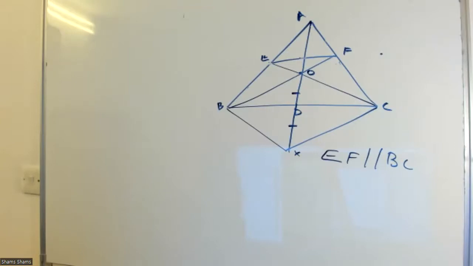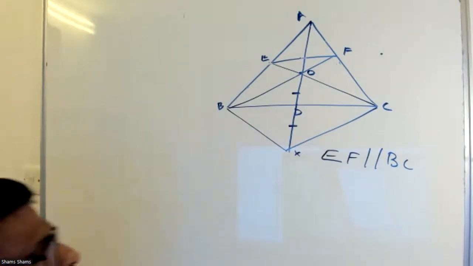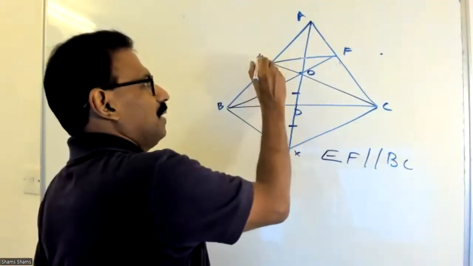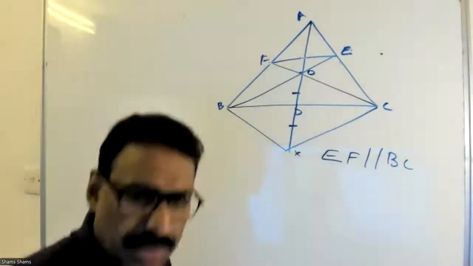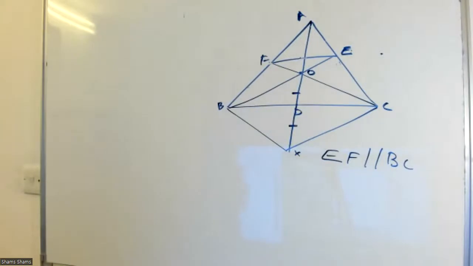Now Sarah is answering. Okay, sir, what is the reason? The figure is wrong. The figure is correct. Sir, E and F are interchanged. Okay, that is no problem. F here, E here. Then OF is parallel to BX. Okay, OF parallel to BX.